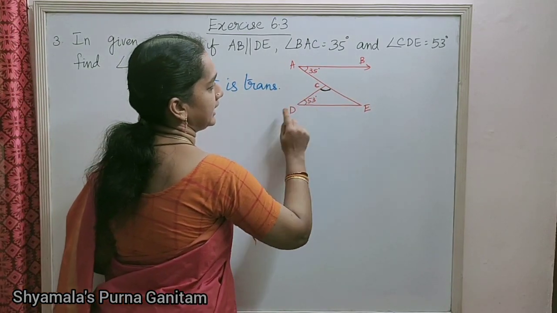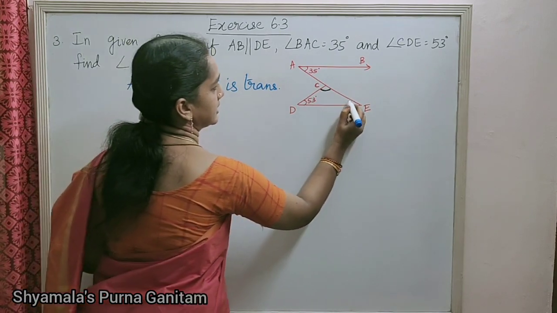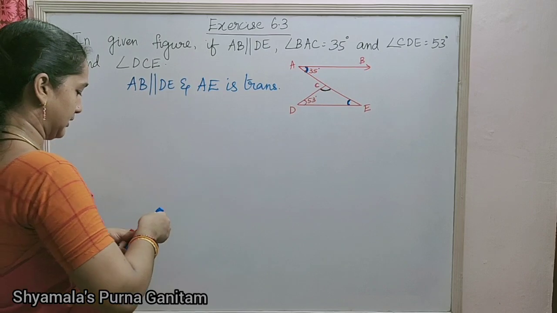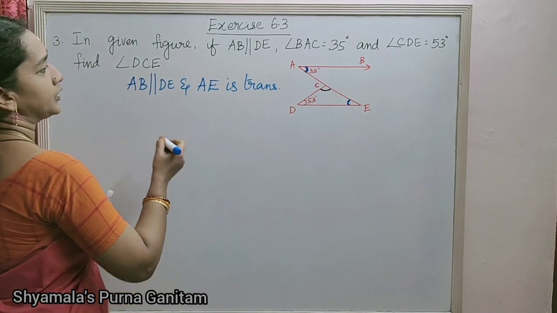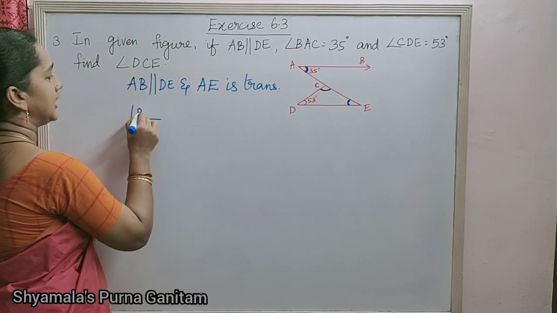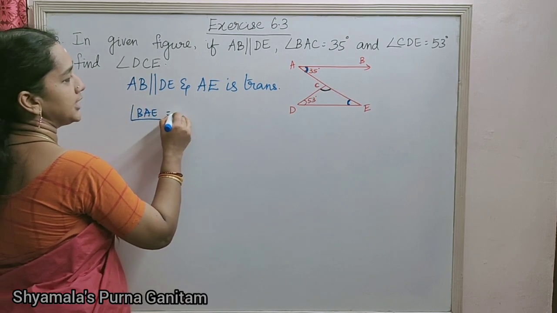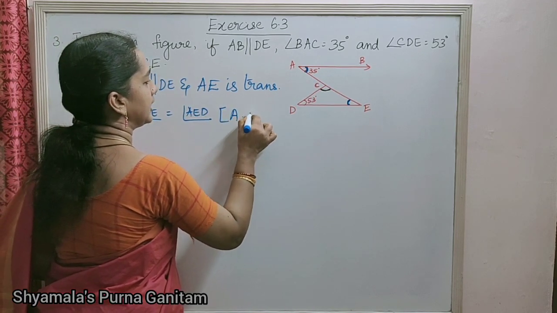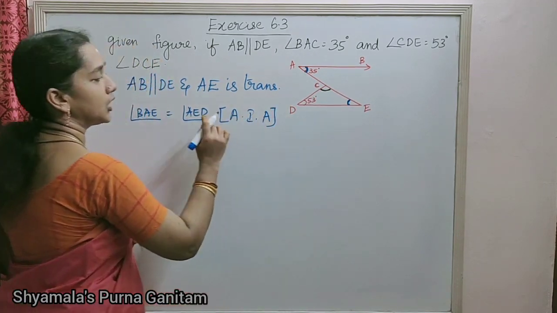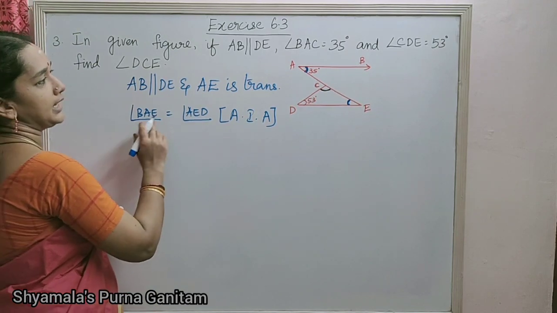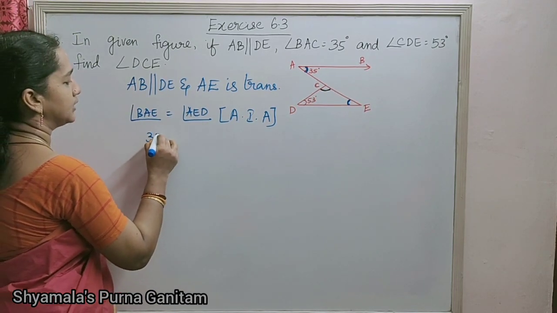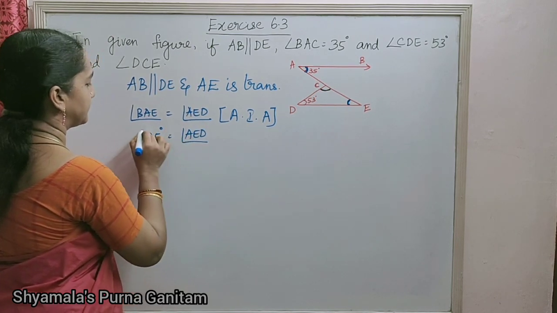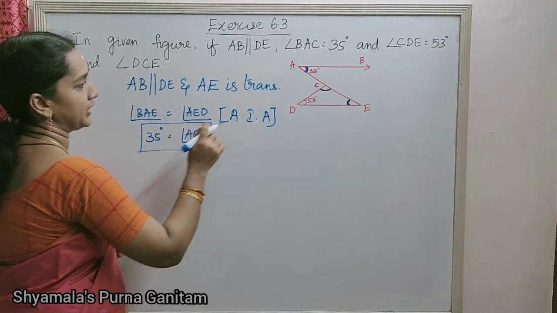BAE and AED are alternate interior angles. So these two will be alternate interior angles. So angle BAE is equal to angle AED, alternate interior angles. BAE is given as 35 degrees, so AED will also be 35 degrees.